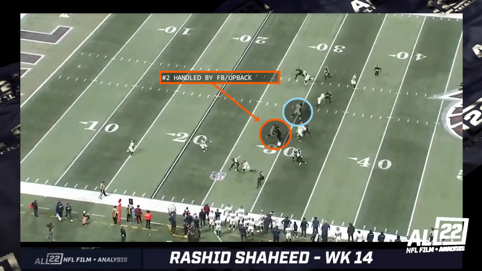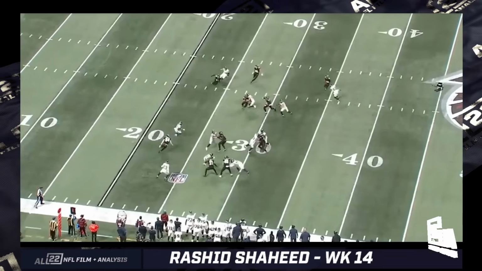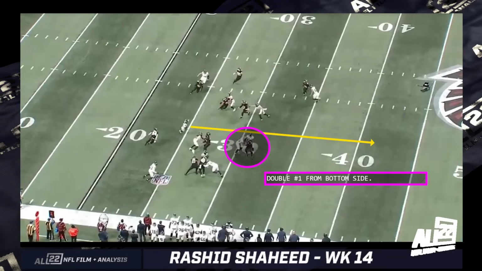Number 2 gets handled by the upback. There's the trap block that I illustrated, number 1 from the top side. Again, I've tried to color code this as much as possible. I have to kind of rewind this and use graphics on screen. Hopefully that makes sense to you.